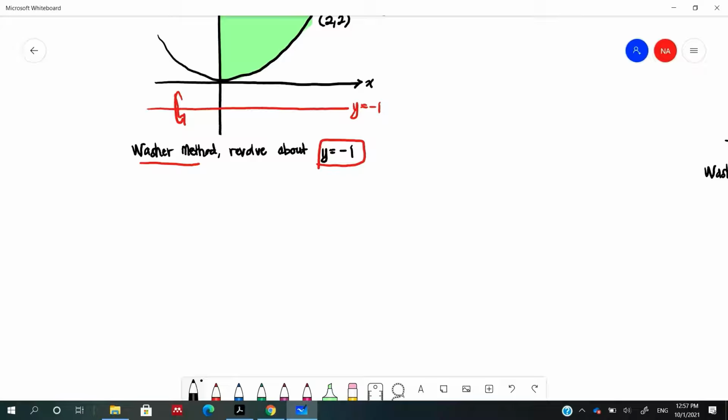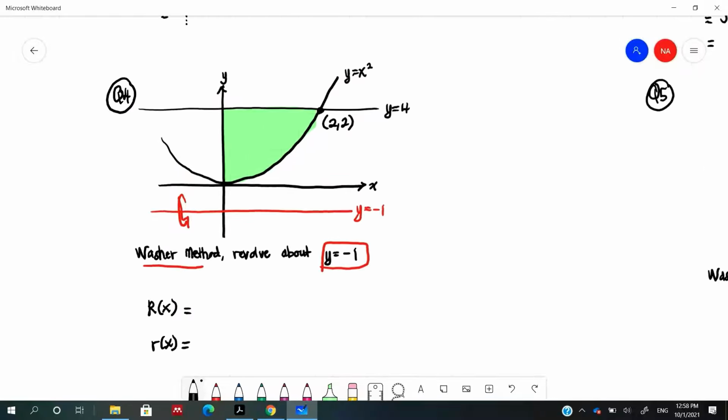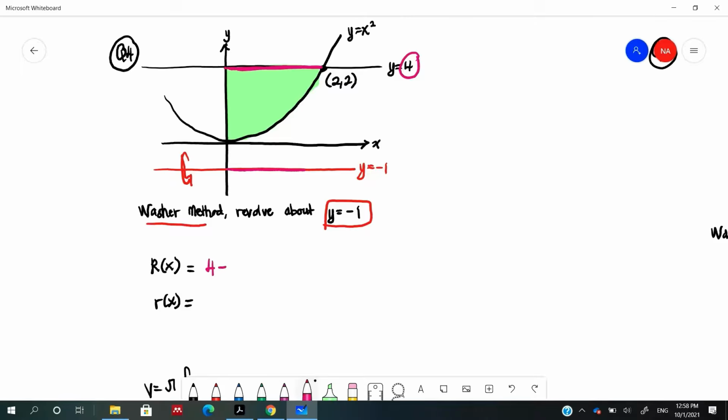We should note that when we rotate about the horizontal line, the volume should be integrated with respect to x. So now we want to find the outer radius and inner radius in terms of x, so R(x) here. The outer radius, because the axis of rotation is there, this is the outer part. So the outer radius is given by 4 minus the axis of rotation, which is -1, so 4 minus -1 will get 5.